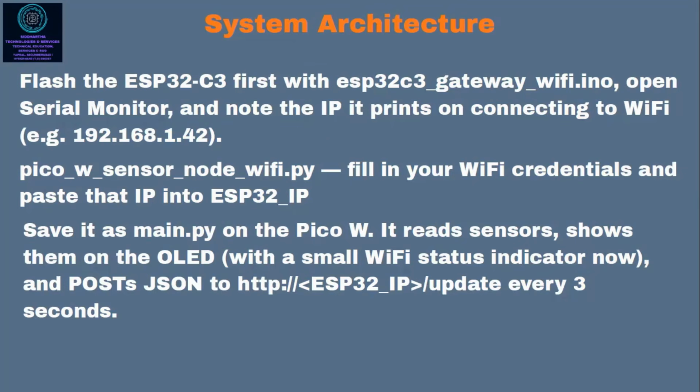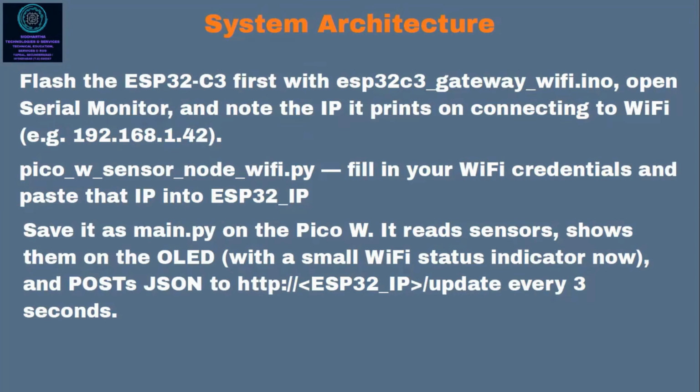Now go to the Pico W sensor node Wi-Fi program, which is in Python. We have done it in Python using Thonny IDE. Fill in your Wi-Fi credentials there, that is the SSID and password, and the IP address you got from the ESP32. Save it as main.py. It reads the sensors and shows them on the OLED. All the data will be shown on the OLED with a small Wi-Fi status indicator.